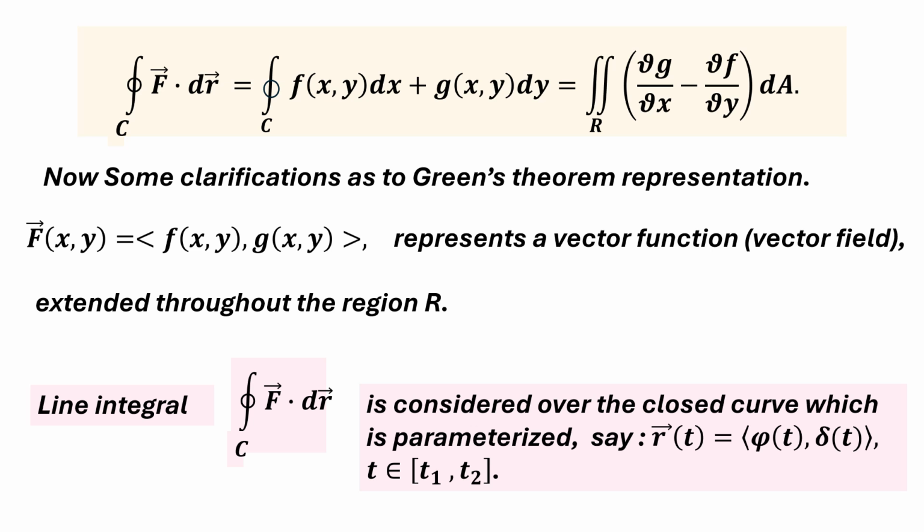Now some clarifications as to Green's theorem representation. Vector capital F equals f(x,y), g(x,y), represents a vector function, a vector field, extended throughout the region R. The line integral of the dot product of vector F with the differential dr is considered over the closed curve C, which is parameterized, as we can see, with r(t) equals phi(t), delta(t), and t takes values between t1 and t2.